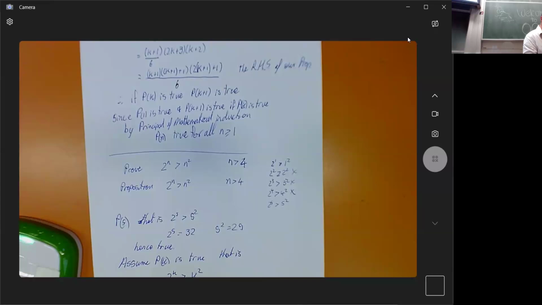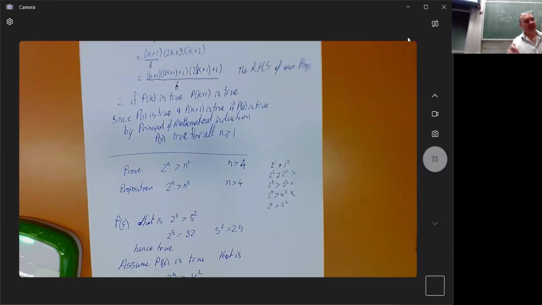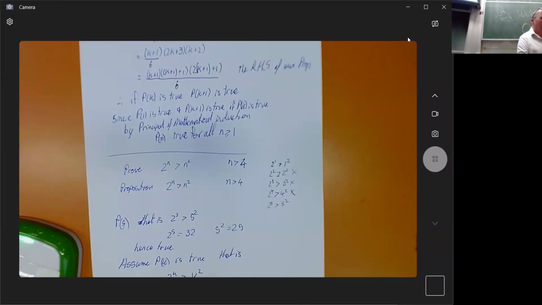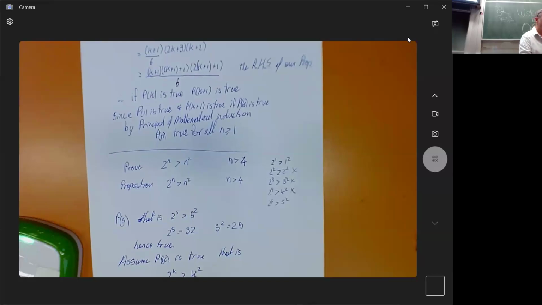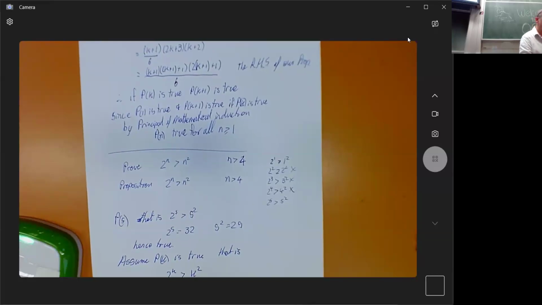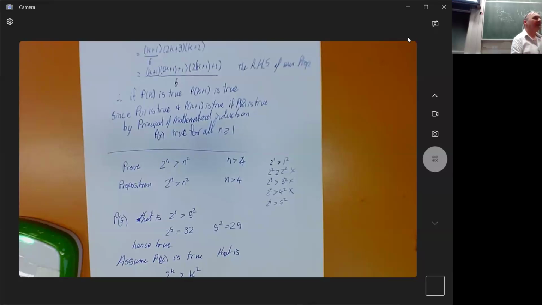I'm going to have 2 to the 2 to the k, and I'm going to say that's greater than 2 to the k squared. Now, this bit here is going to be 2 to the k plus 1. That's actually the thing I want. I want the next case to that side. I'm actually going to write this as k squared plus k squared.